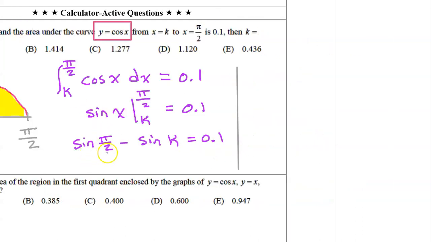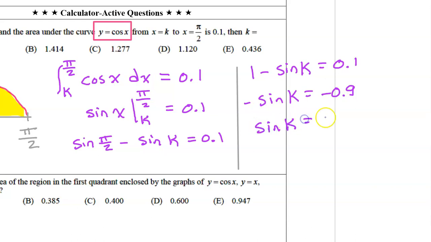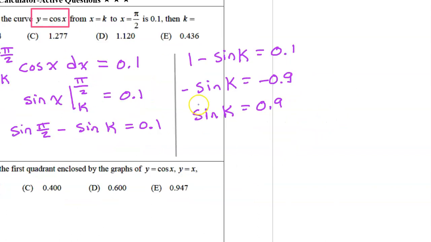The sine of pi over 2 is 1. So we have 1 minus sine k is equal to 0.1. Subtracting 1 from both sides, we have negative sine k is equal to, dividing both sides by negative 1, we have sine of k is equal to 0.9. To solve for k, we need to do the inverse sine of 0.9. Let's put this in the calculator.